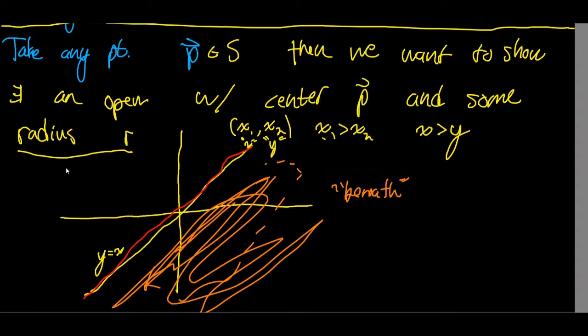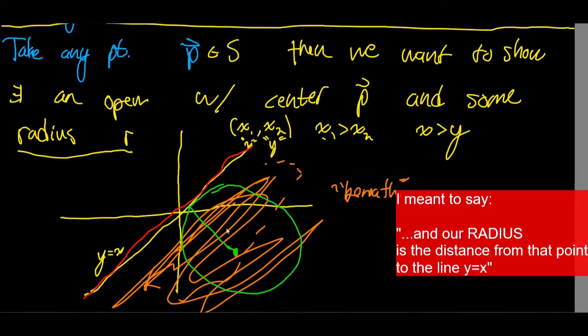So, to find our radius r, if we were to choose any arbitrary point beneath that line, and we were able to find the distance from that point to that line, and we were to choose a radius for our open ball that is that distance or less, then of course, if we had an open ball centered at that point, any point in that open ball is of course below the line y is equal to x.